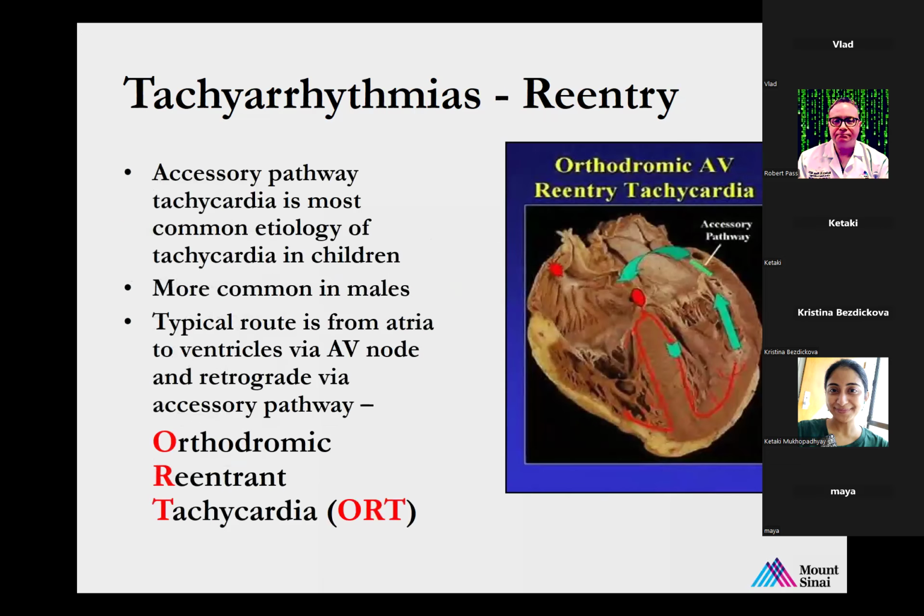So when we talk about accessory pathway tachycardia, we sometimes refer to that as orthodromic AV reciprocating or AV reentrant tachycardia, and we call it that because you're going normally through the AV node from A to V and then back up the accessory pathway, and so on and so forth. Again, the typical route is from the atrium to the ventricle via the AV node and then back up the accessory pathway. It is the most common form of SVT in children or any type of tachycardia, and it's slightly more common in males.